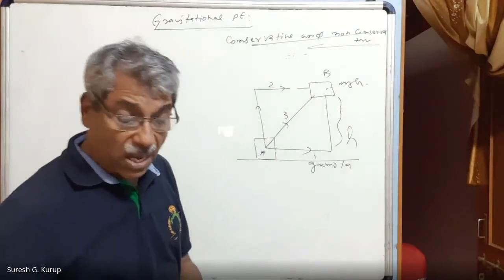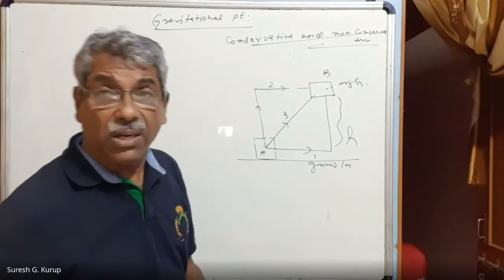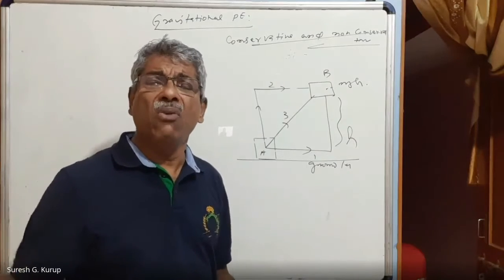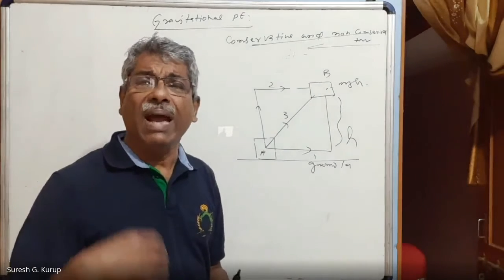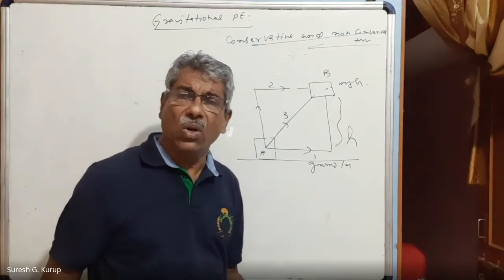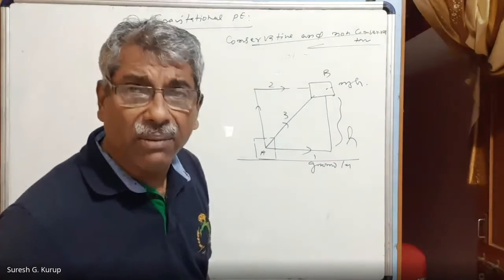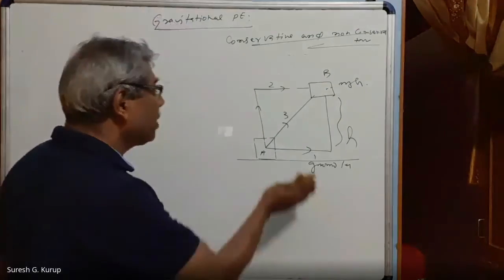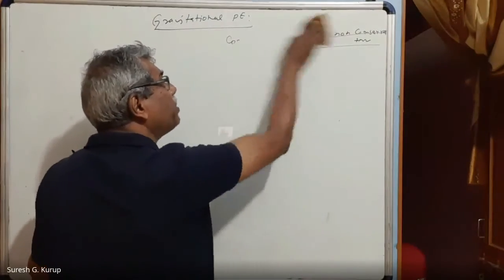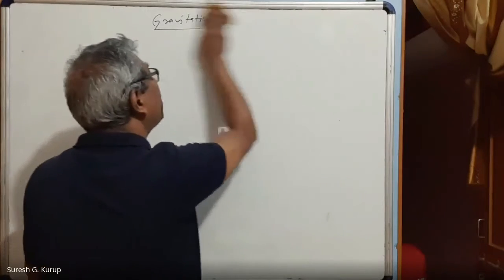I have said it clearly. Next is elastic potential energy. We are continuing with potential energy. First, I talked about gravitational potential energy. Now, I am going to talk about elastic potential energy. Elastic potential energy is the energy possessed by the shape, that is, the configuration of a body.